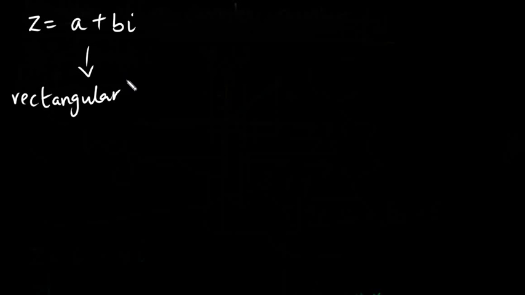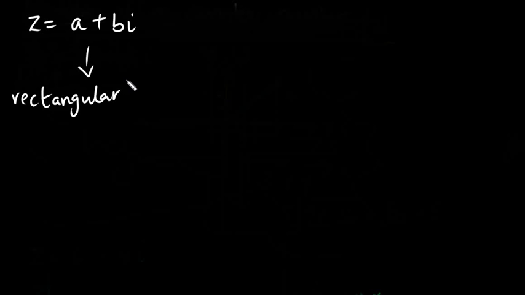I want us to learn how to convert a complex number into its polar form. So if I have a complex number z equals a plus bi, this is the rectangular form. We call this form the rectangular form of a complex number.